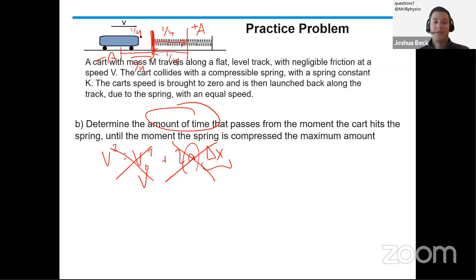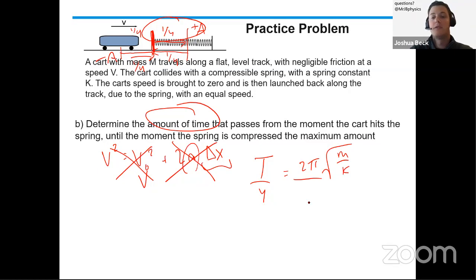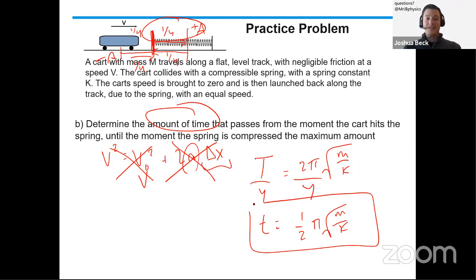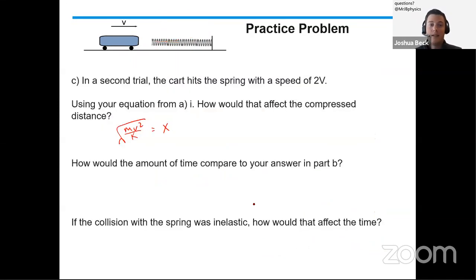So the question says, determine the amount of time that passes from the moment it hits until the moment the spring is compressed to its maximum amount. Well, that's a quarter of an oscillation. That's a full period, but it's divided by 4. So that's going to be 1/4 of our full time, or the period, for an oscillation. Well, remember that the period of an oscillation is 2 pi square root m over k. And then we're just going to divide that by 4. Yeah, you can simplify if you want. There you go. Simple harmonic motion snuck into what looks like an energy problem. If you're looking for time, this is often a route that you can take.